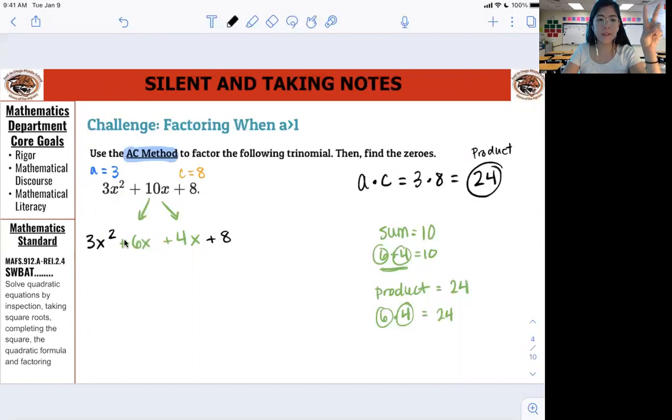Okay. Step 1, A times C gave me 24. Step 2, I have to find the sum, which is always the middle number, the B, and the product is 24. So I had to find my sum product numbers, my magic numbers. That was +6 and +4. Step 3, we split up the B value into those 2 numbers. Now what? Now what?